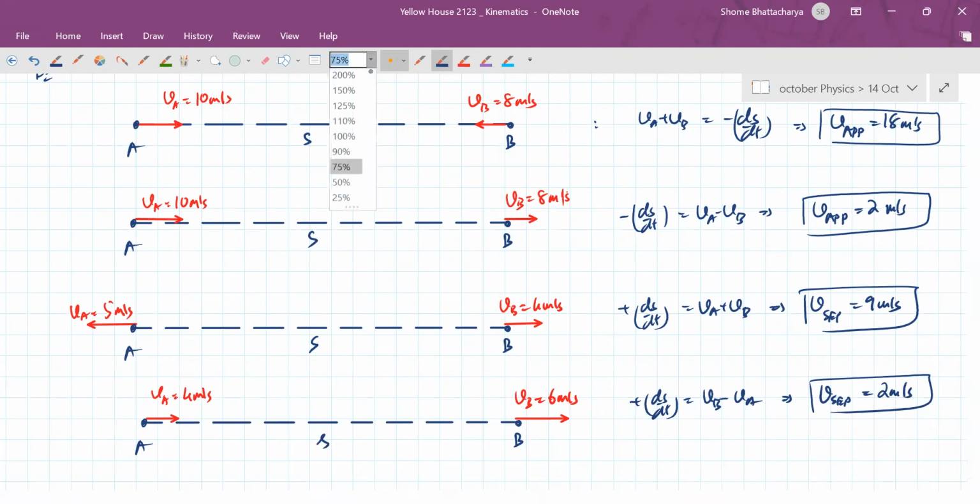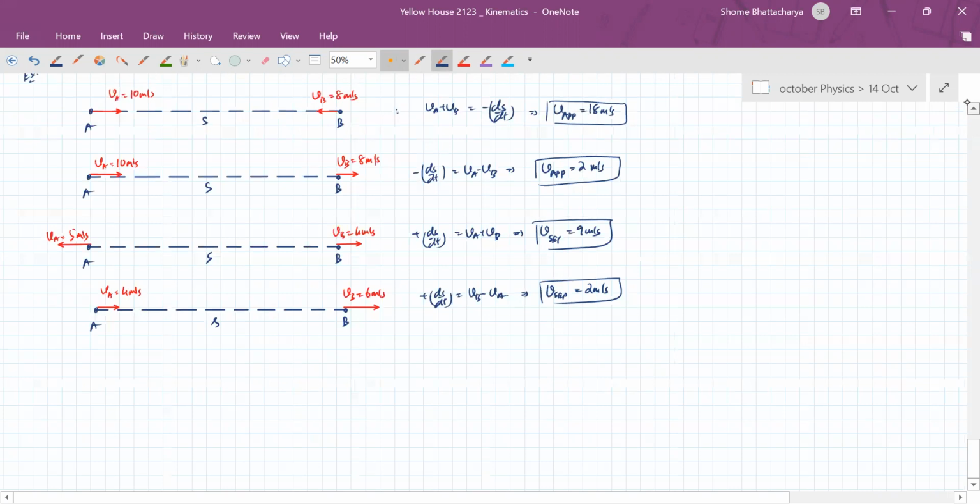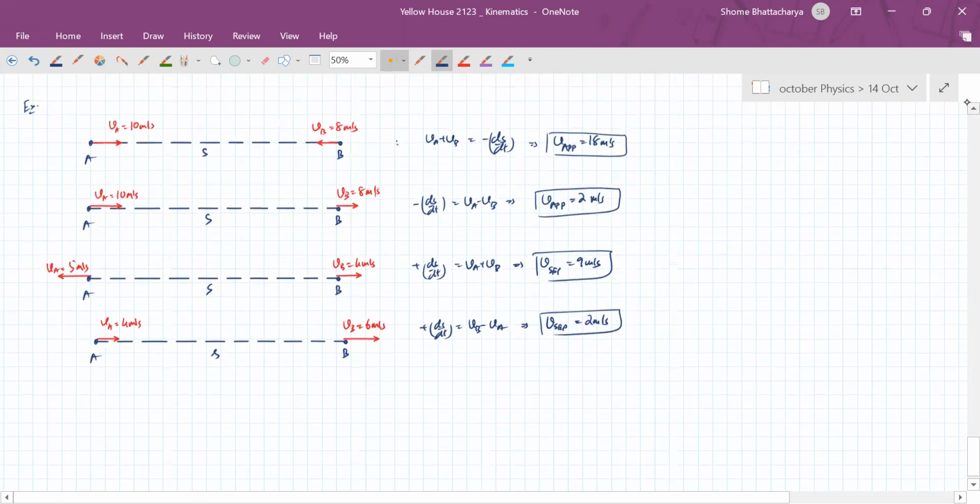So this is a set of examples involving one-dimensional motion along a straight line for both the objects. And in that, using the relative motion concept, we are looking at instantaneous approach and instantaneous separation velocity.